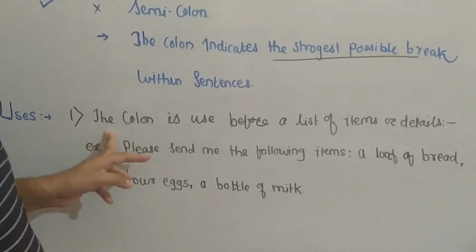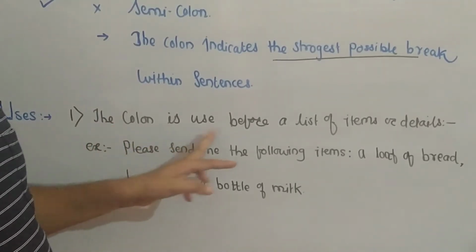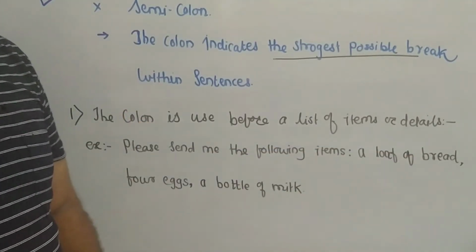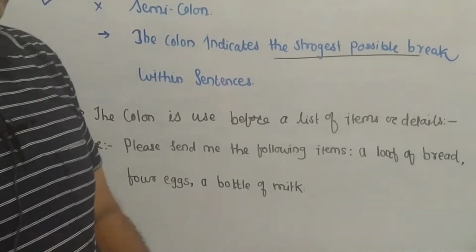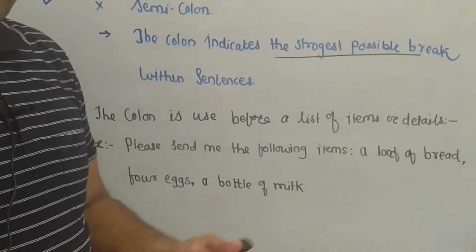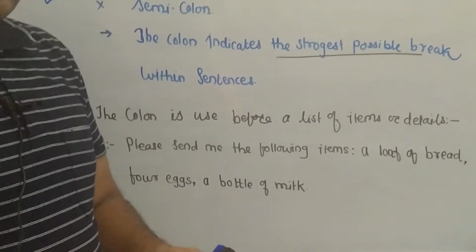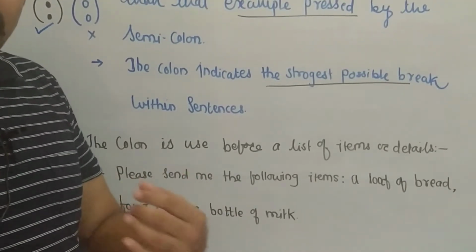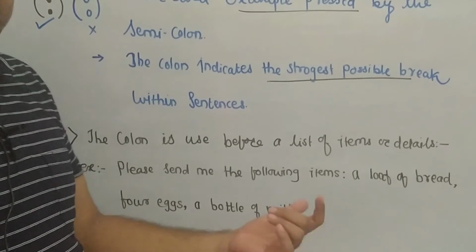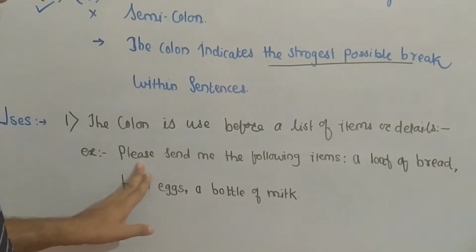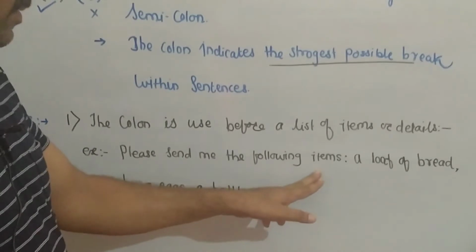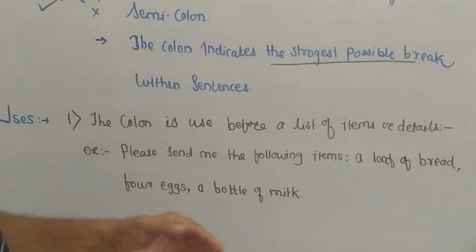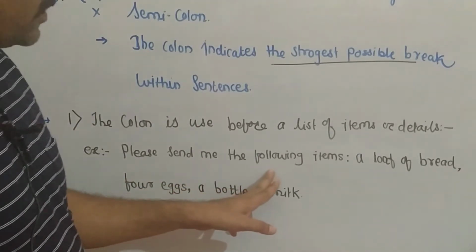See, the first use of the colon is before a list of items or details. If you want to go to the market or to a shop, where you purchase different items, how do you use the colon? Here is the given example. Now see, please send me the following items. Now you give the order to the shop owner. Please send me the following items, like this.